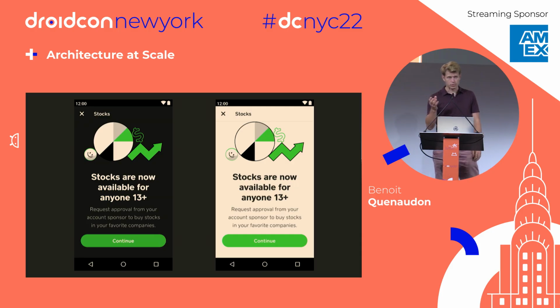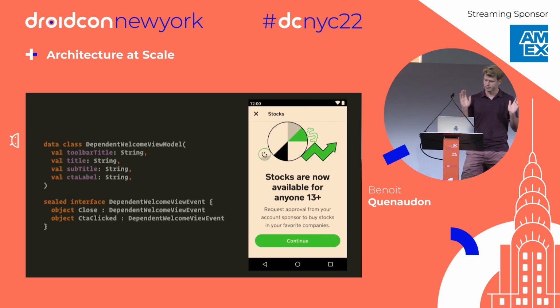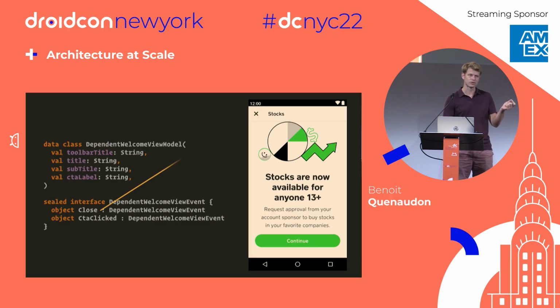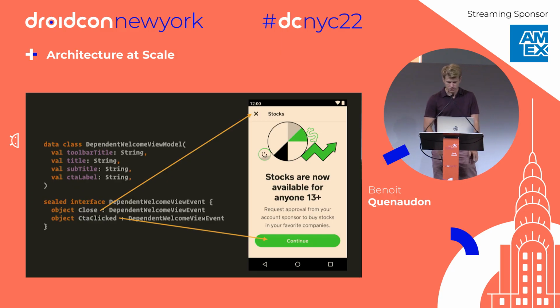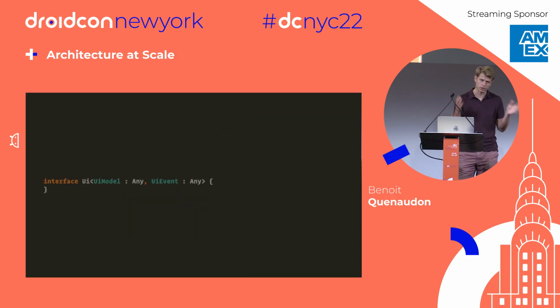So our UI models and UI events are POJOs, businessless, nothing fancy about them, really simple. For UI events, it would be just one. It can be a data class if you have a payload to pass along. So the user could click on the close button or the continue button. So we have a UI concept, which is defined by the UI model it consumes and the UI event it can emit.